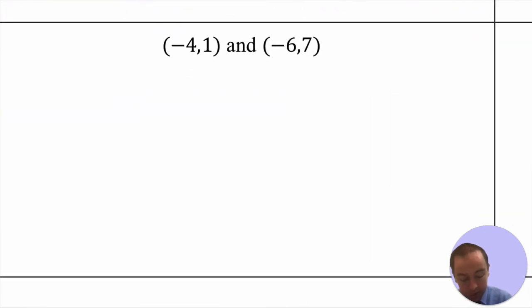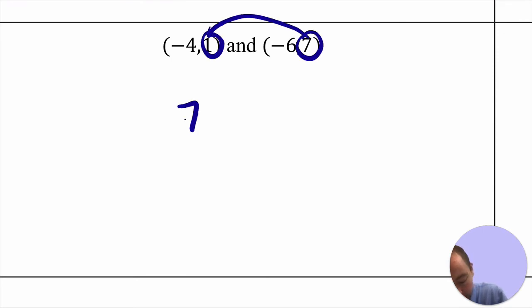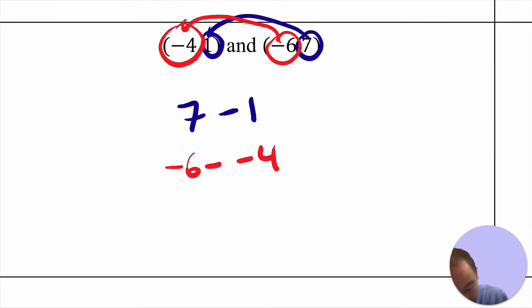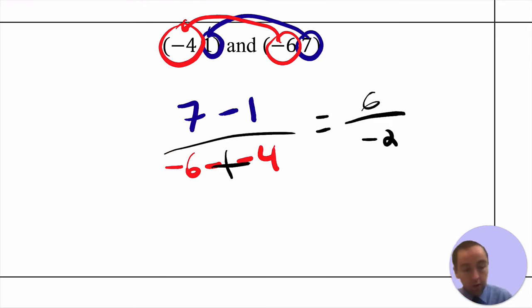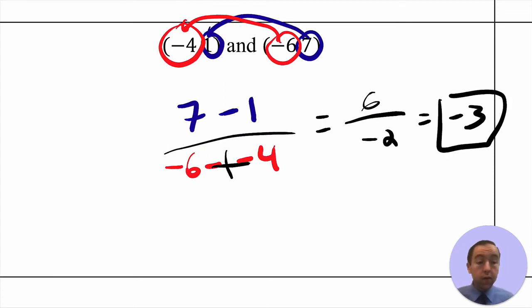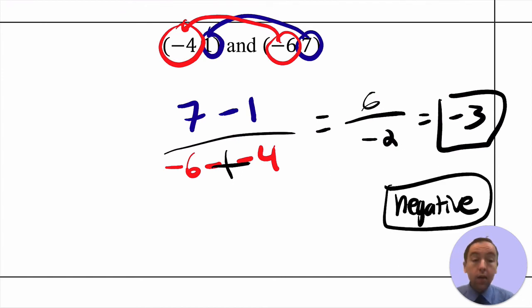And then for this example right here, the slope is going to turn out to be 7 minus 1, and then x minus x would be negative 6 minus negative 4. What we would get out of that is 6 over negative 2, and that divides to give you a nice integer of negative 3. So whenever you get a slope that is a negative number, the type of slope that you can classify it as is a negative type of slope.